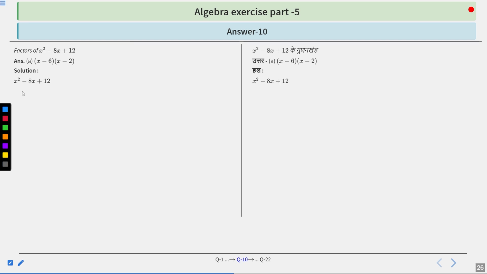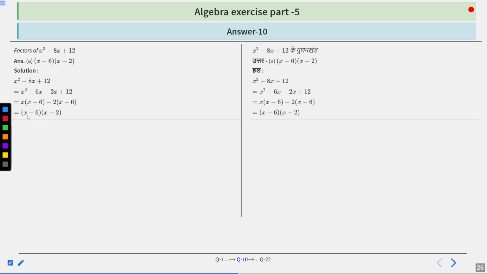So the equation was x square minus 8x plus 12. Minus 8x can be written as minus 6x minus 2x, and the multiplication of minus 6 and minus 2 is plus 12. Therefore, x square minus 6x minus 2x plus 12. Taking x common from the first two terms, we get x into x minus 6, and taking minus 2 common from the last two terms, we get minus 2 into x minus 6. So the factors are x minus 6 into x minus 2. Therefore, option number A is the correct answer.